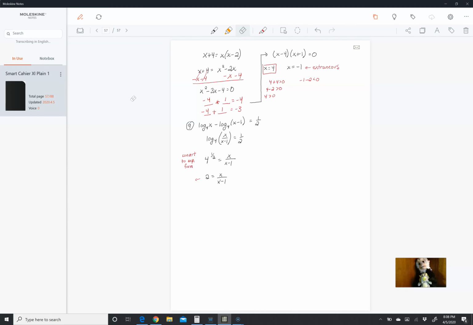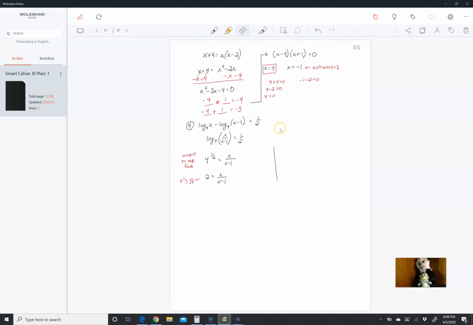And then this 2 came from the fact that 4 to the 1/2 is the same thing as the square root of 4. Okay, now this wasn't the only option. The other option was to multiply by log base 4 of 4. So I'll just put a little line over here so that you see the difference. This is a different method.